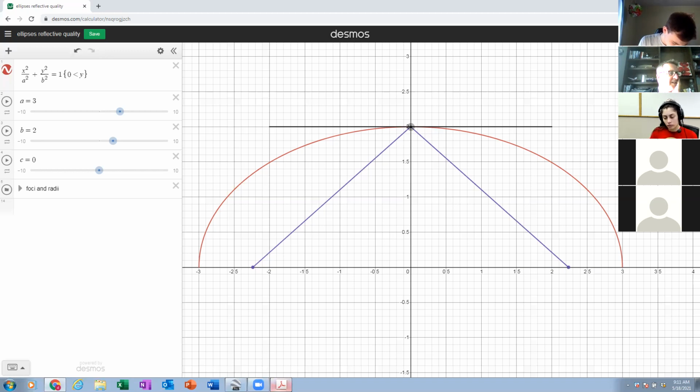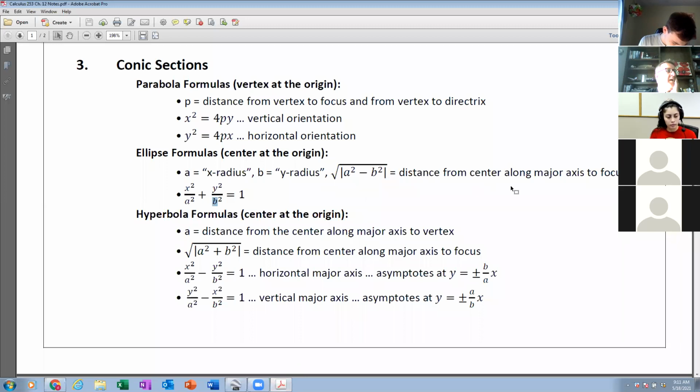So that's why my sheet says this statement right here: the square root of a squared minus b squared. 3 minus 2. It's those two values. It's the Pythagorean theorem. That's the distance from the center along the major axis to the focus. So you can actually find the foci by using those a and b values. So that's kind of cool.